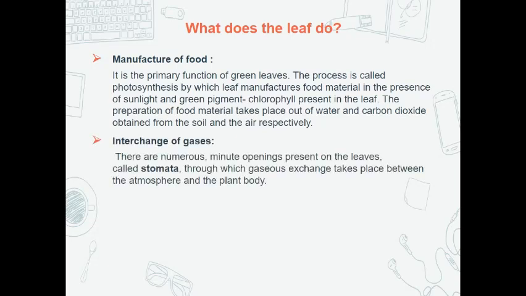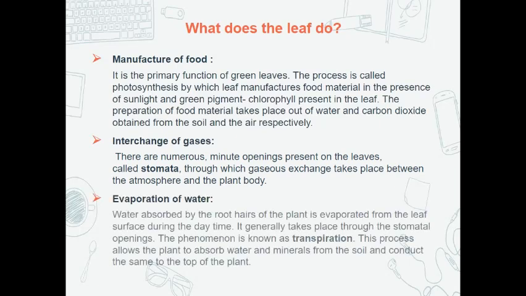So whenever the plant breathes through the stomata, there is a gaseous exchange which takes place between the atmosphere and the plant body. There is also water which is absorbed by the root hair of the plant, which is evaporated from the leaf surface during the daytime. This is called transpiration. How does this water come out? It comes out through the stomatal openings or the openings of the stomata.